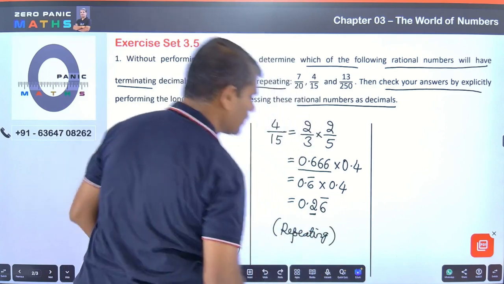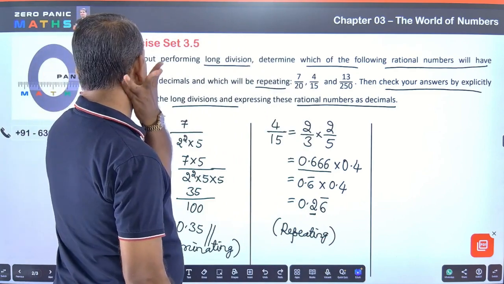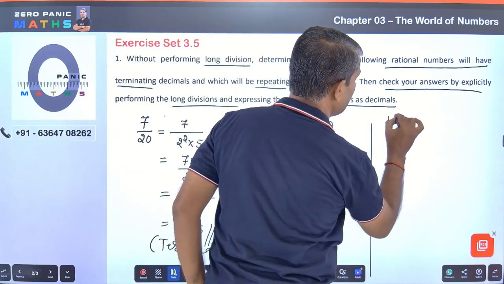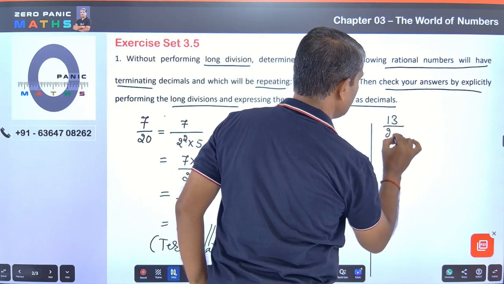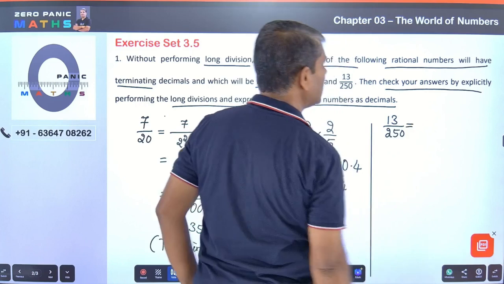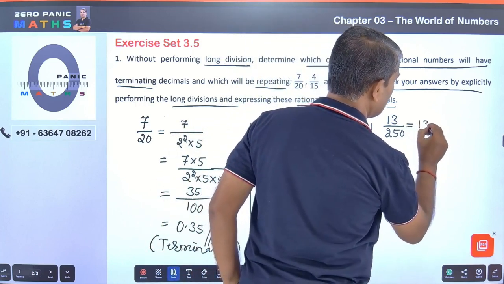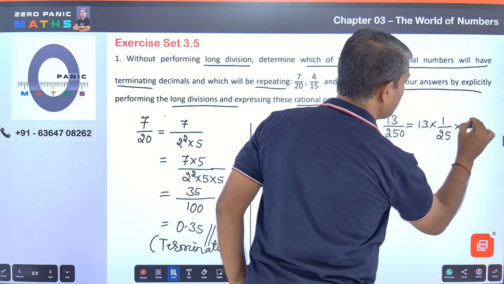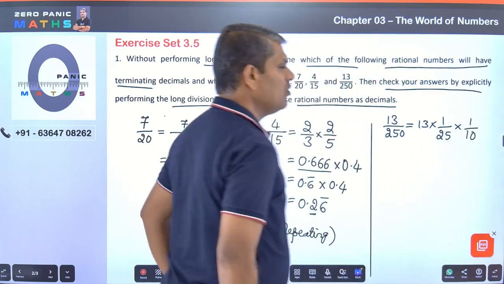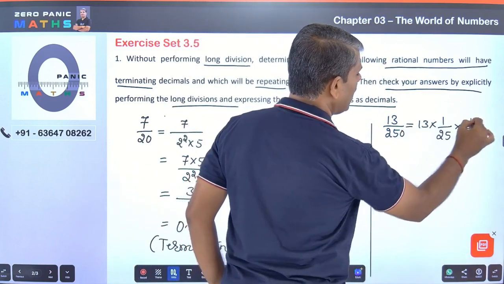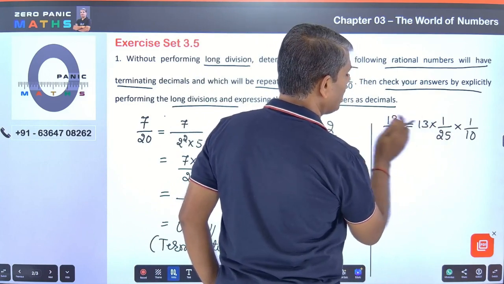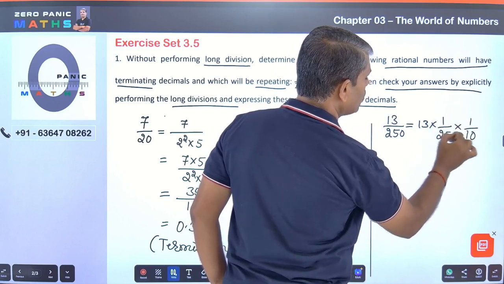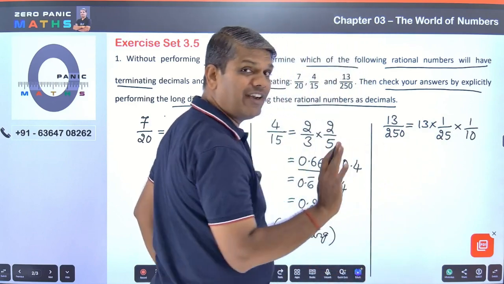Hope you understood this also. Okay, so without long division only, we are trying to represent these. Now let us consider the third one, that is 13 by 250. Let me write 13 by 250 as three different values: 13 multiplied by 1 by 25 multiplied by 1 by 10. See, I separated 13 in the numerator as a separate value, and 1 by 25 and 1 by 10 will make 1 by 250. I divided the 250 in the denominator into 25 and 10.